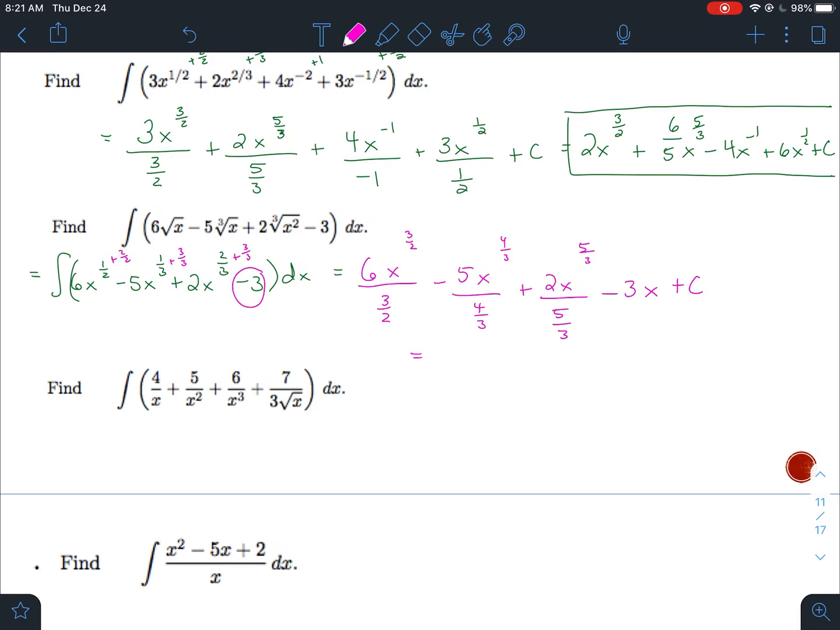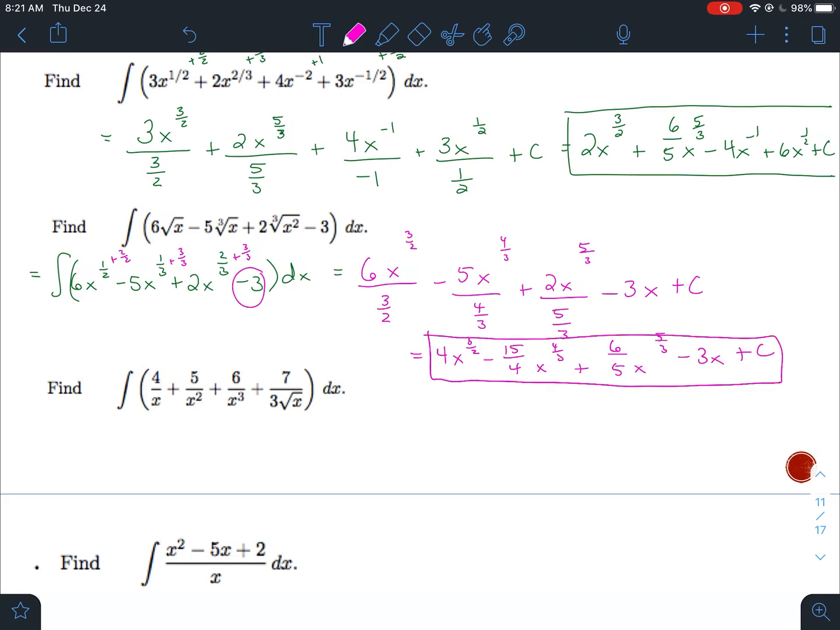All right, so now if I simplified this, I'm going to multiply by the reciprocal of each of those denominators. So I would get 4x to the 3/2 minus 15/4 x to the 4/3 plus 6/5 x to the 5/3 minus 3x plus c. Again, don't forget that constant c at the end of each of these indefinite integrals.